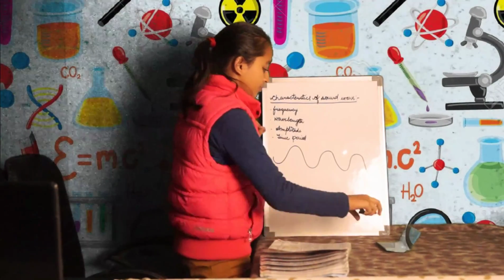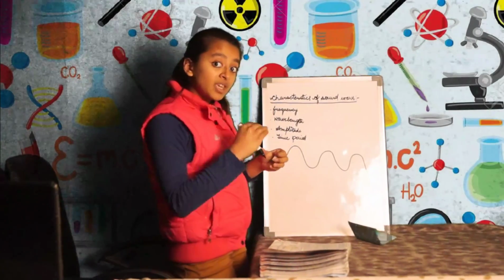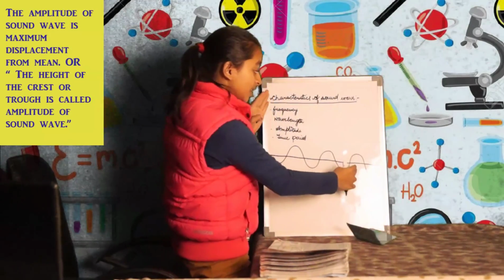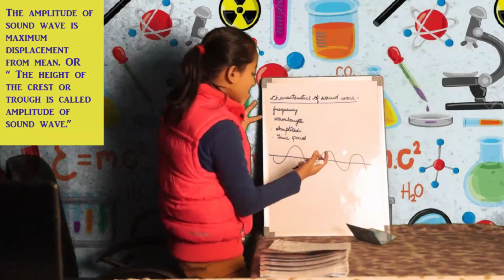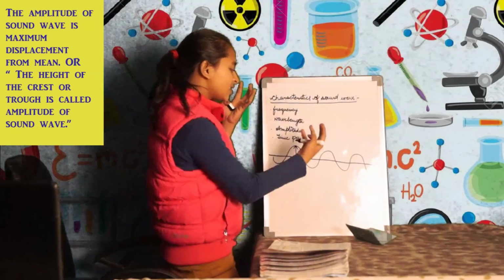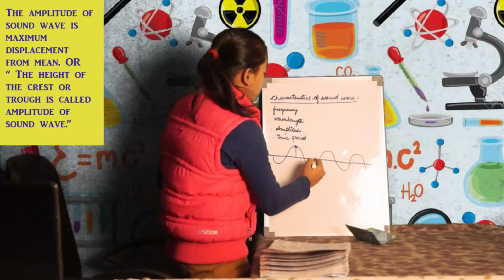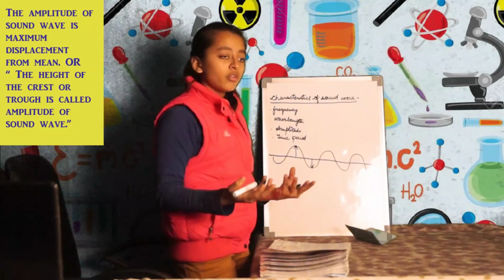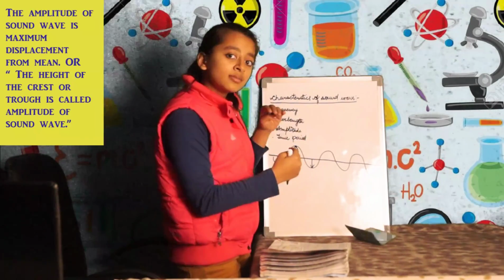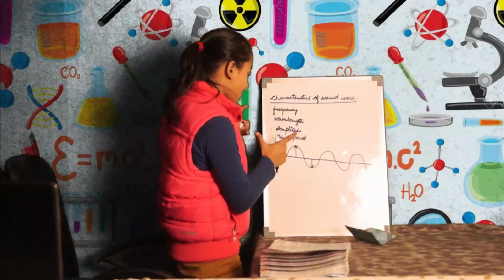Then comes our amplitude. So, amplitude is the maximum displacement from the mean. If we draw the mean here, then the maximum displacement from here to here, this one is the maximum, so this is going to be our amplitude. It can be on the valley side as well, that is the trough side. And in a longitudinal wave, it can be in a compression or a rarefaction, depending upon the maximum disturbance from the mean value. This is going to be our amplitude.